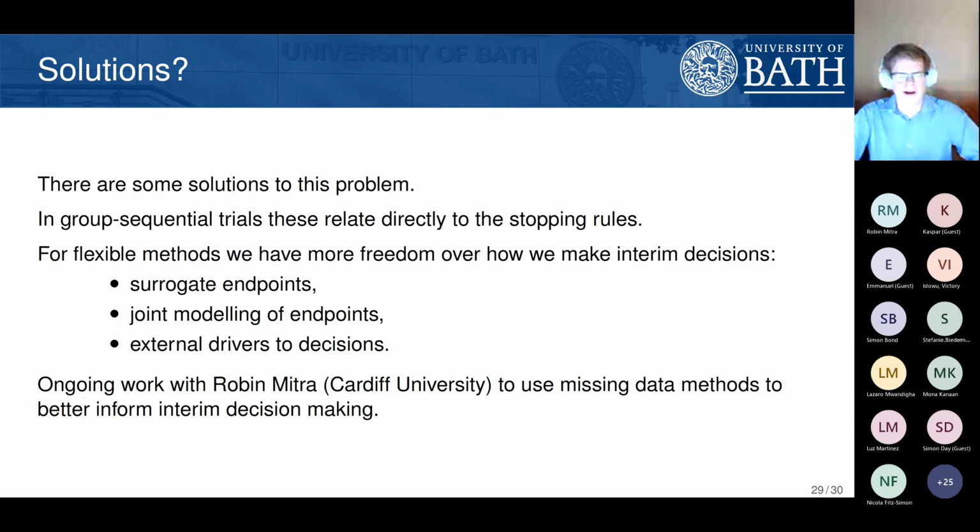And then just to point out, this is where the ongoing work comes in. The idea here is to start looking at using missing data methods to better inform these decisions in the case when you've got missing data. So really directly tackling the problem, as opposed to finding different solutions that are maybe not exactly what you were trying to do.